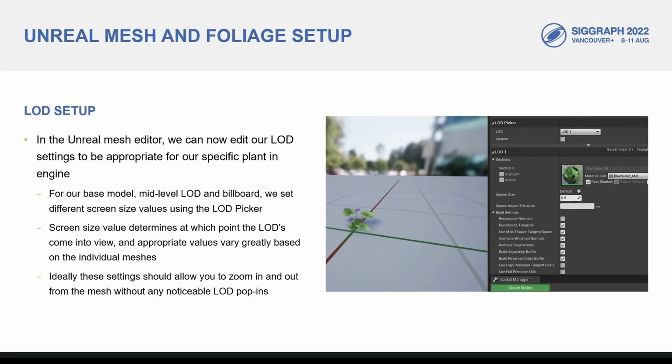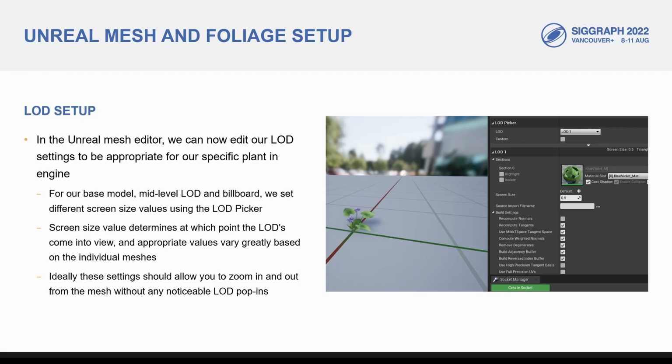Once our mesh is totally set up with its materials and we have our parameters where we like them, we can start editing our LOD settings to make sure they're appropriate for the plant that we're working on. For the base model, mid-LOD, and our billboard, we will be setting different screen size values using the LOD picker to make sure that the plant transitions from the different stages of the model well.